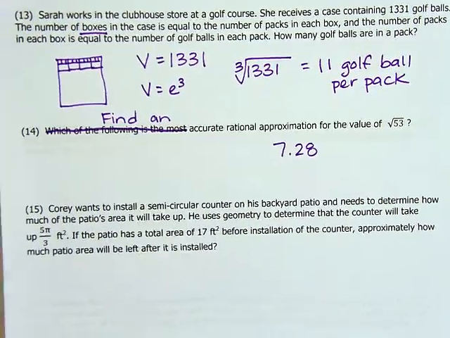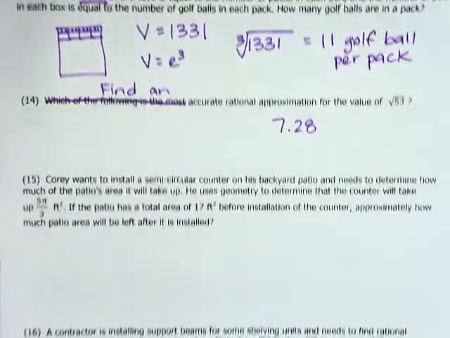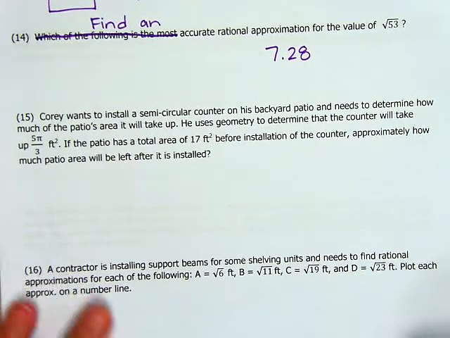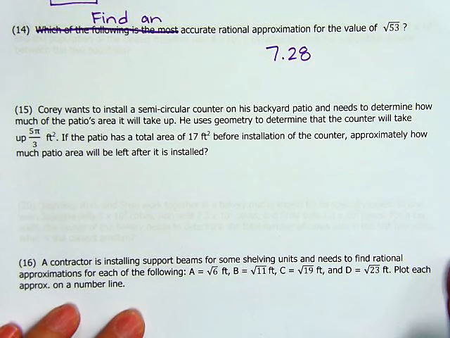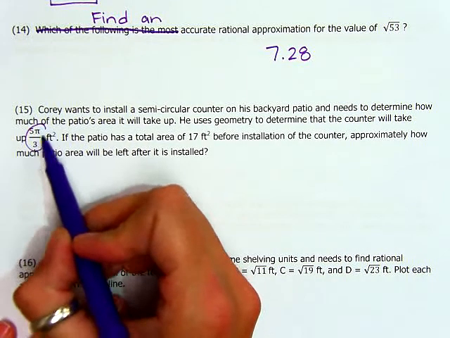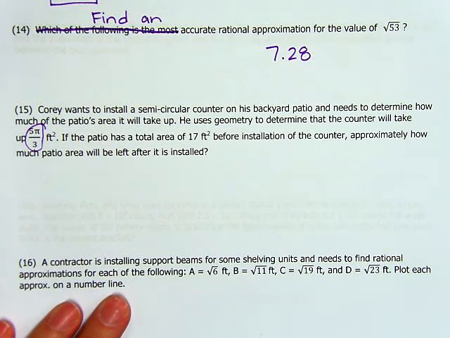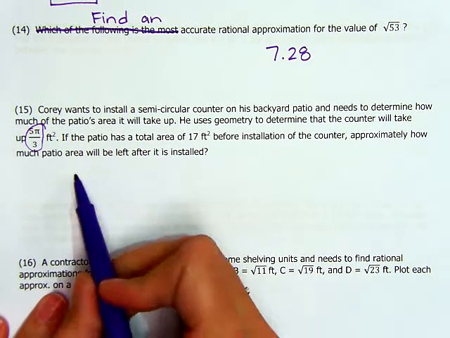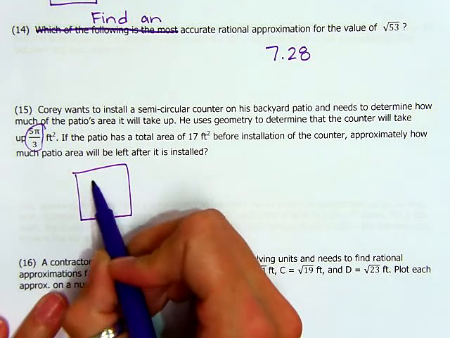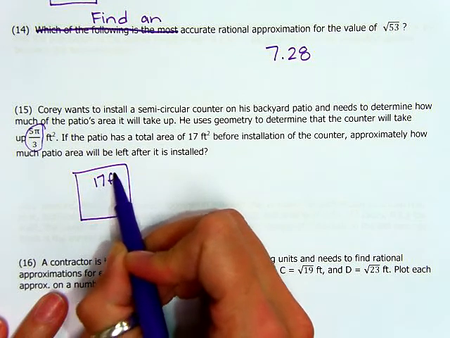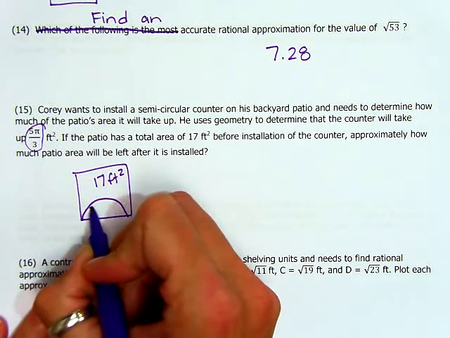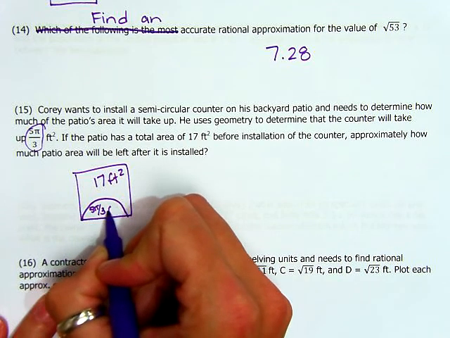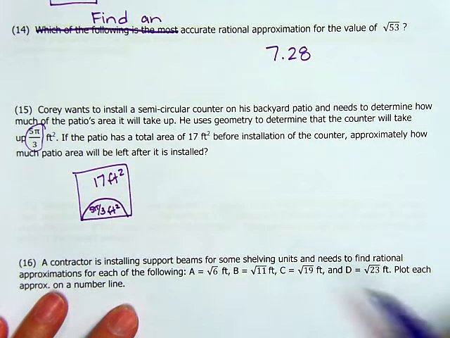All right, number 15. Corey wants to install a semicircular counter in his backyard patio and needs to determine how much of the patio's area it will take up. He uses geometry to determine that the counter will take up 5 pi over 3 feet squared. If the total patio is 17 feet, so here's 17 feet squared, and I've got this semicircle. That's not a very good semicircle, but anyway, that's 5 pi over 3 feet squared. I need to know how much is left over.